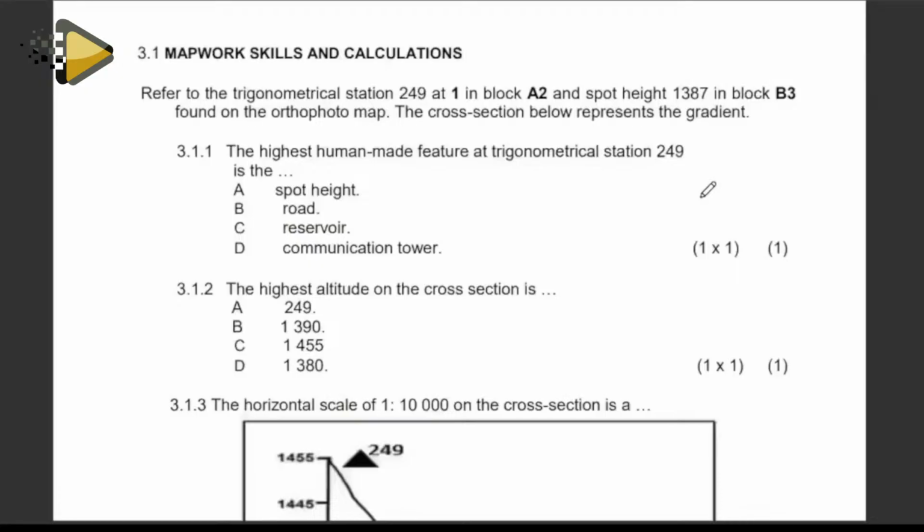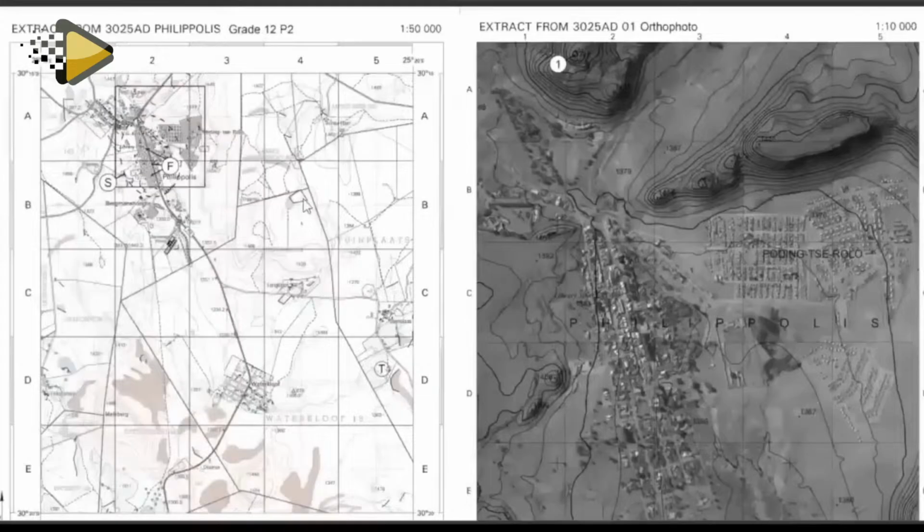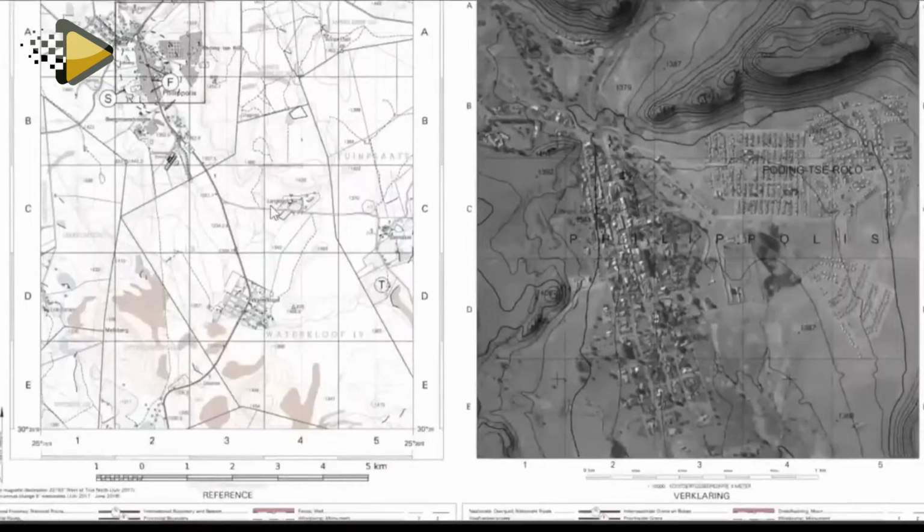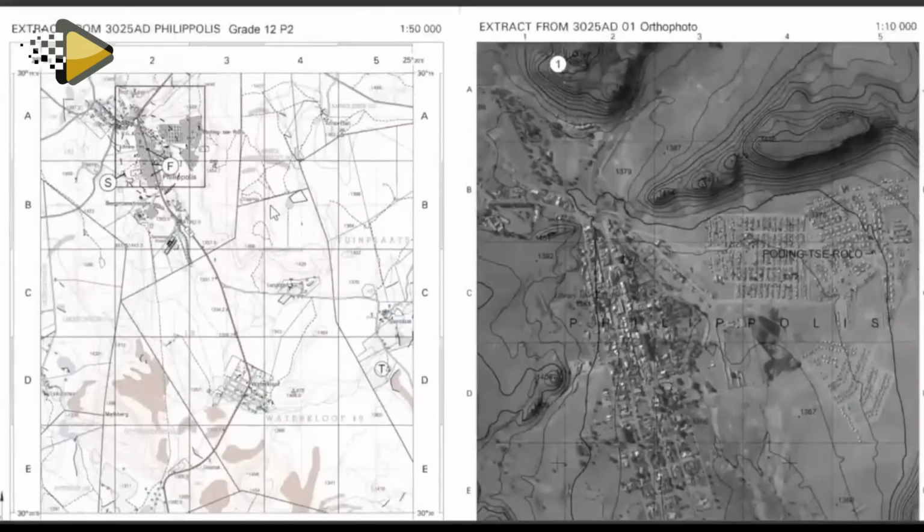Right. The first question is saying, the highest human-made feature at trigonometrical station 249 is D. The highest human-made feature at trigonometrical station 249. Right, our map is not very visible, but we'll just be trying to guide you on how best you can be answering those typical map questions. For the reason being that the map has been reduced, and also the map is slightly faint. We cannot effectively pick up on some of the things being asked for that matter.